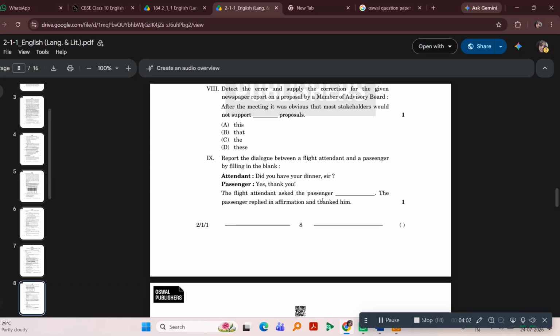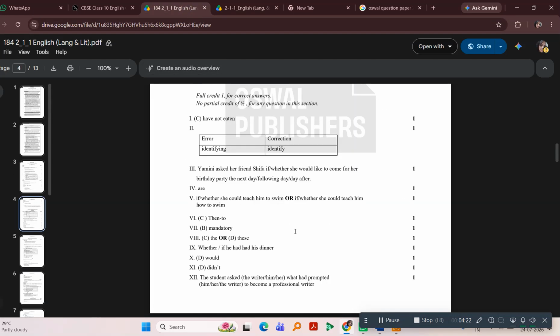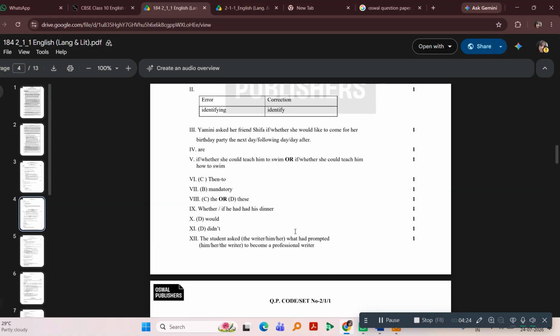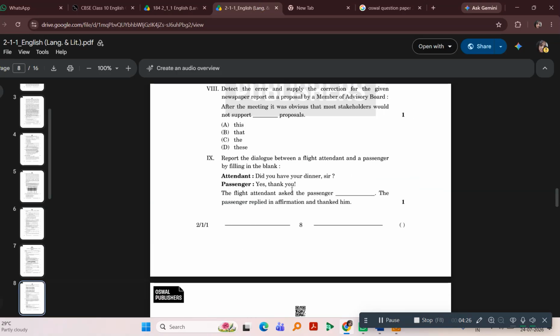Report the dialogue between a flight attendant and a passenger by filling in the blank. Attendant: did you have your dinner, sir? Passenger: yes, thank you. The flight attendant asked the passenger if he had. If it is given in simple past tense, it will change into past perfect. Asked whether he had his dinner. So it should have been like this: the flight attendant asked the passenger if he had had his dinner.